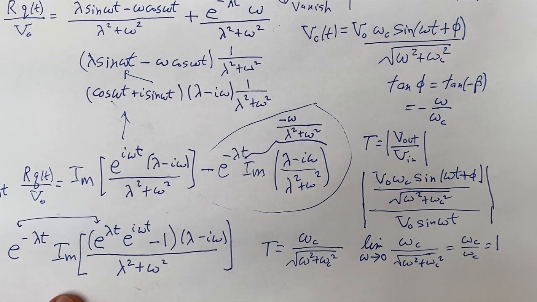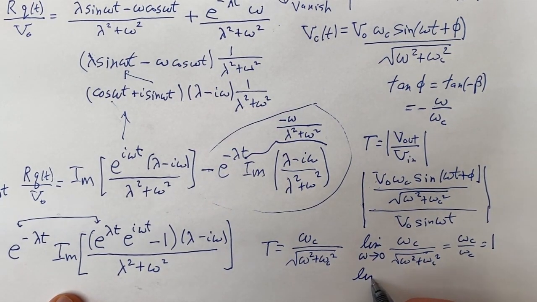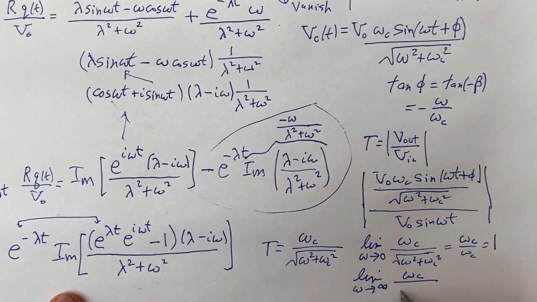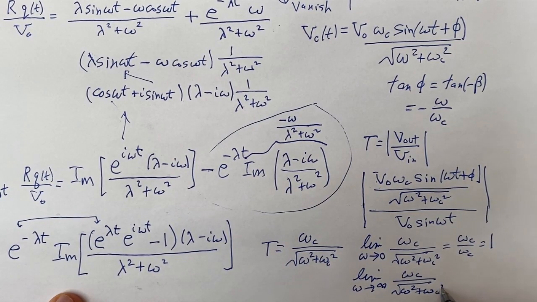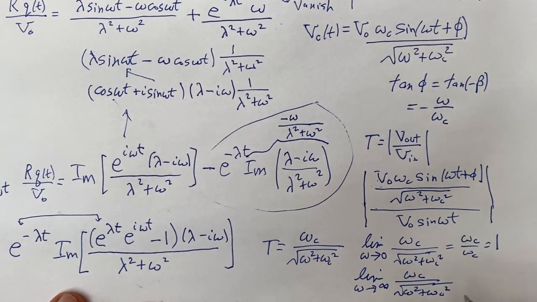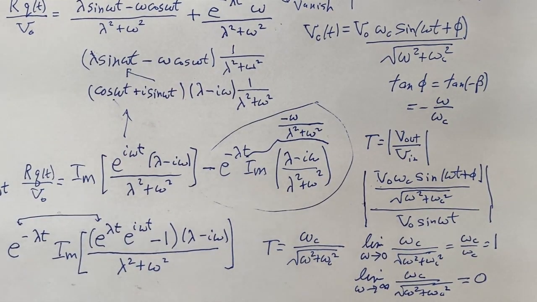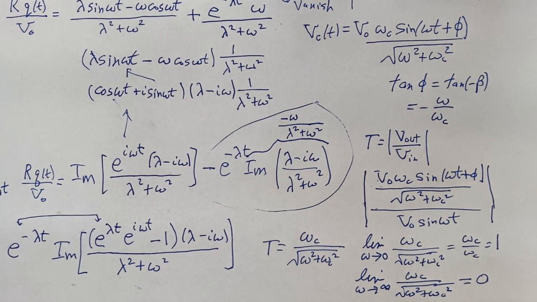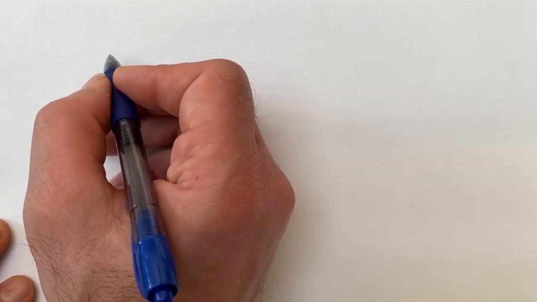And then if you look at the limit, as omega goes to infinity of this same expression, now there are no omegas in the numerator, just the denominator, so that's going to go to 0. So that means you don't get through. If you're high frequency, you don't get through. If you're low frequency, you get through. So that's why we call it a low pass filter.